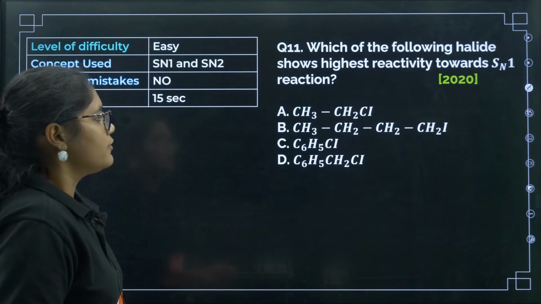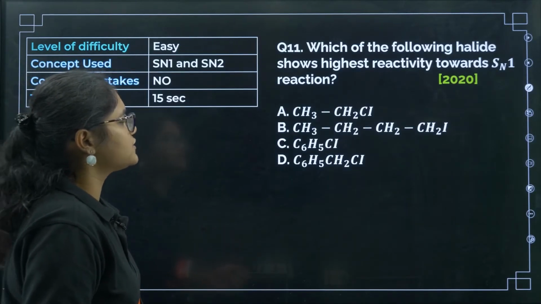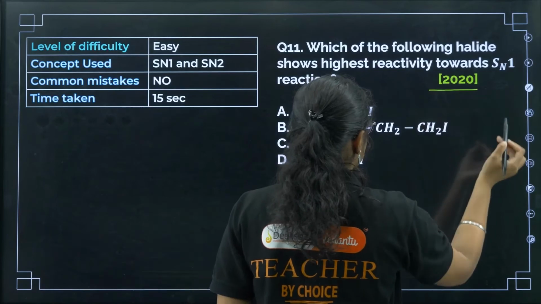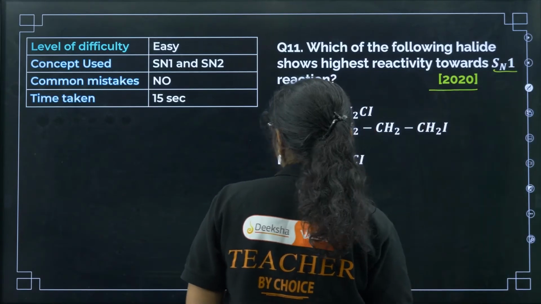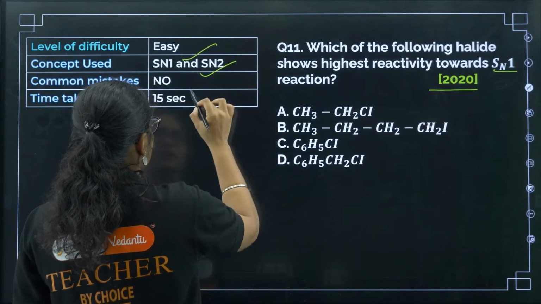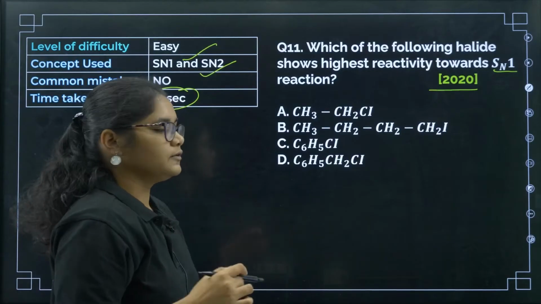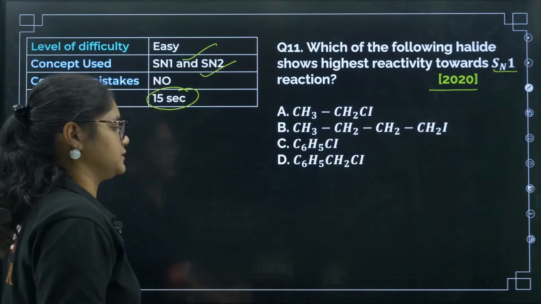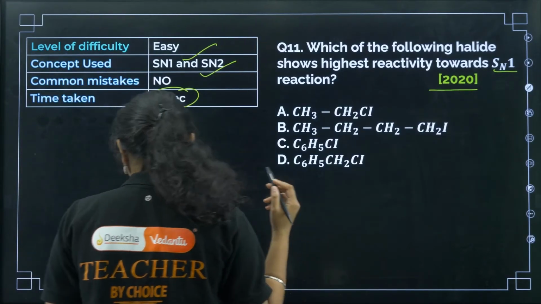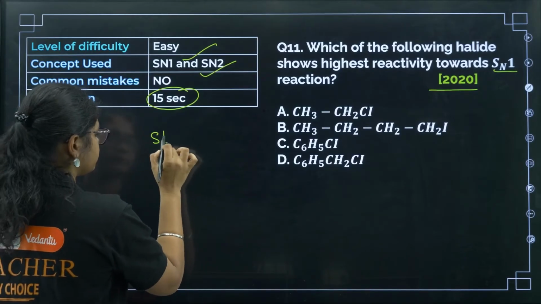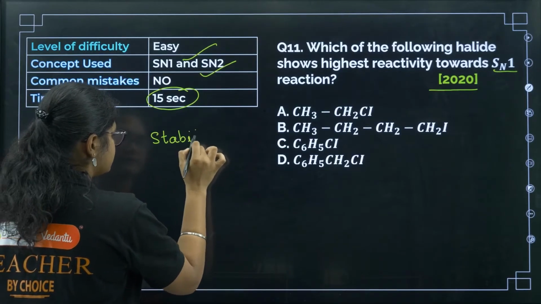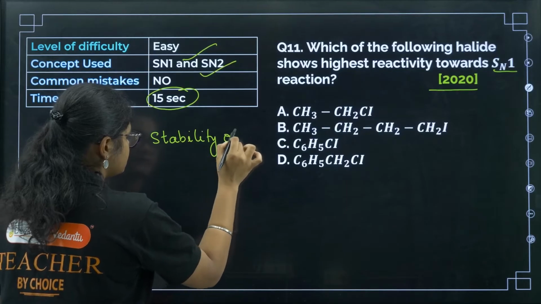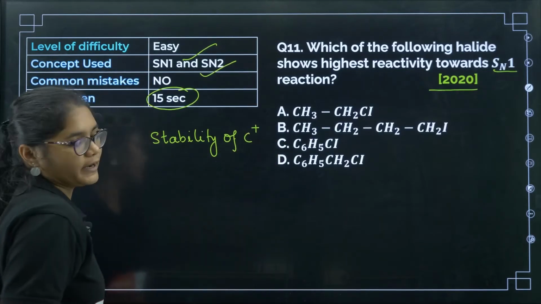Next question: which of the following halides shows highest reactivity towards SN1 mechanism? Again a 2020 question, basic and easy. If you know the order, it is not more than a 15-second question. It depends on the stability of the carbocation, right? The SN1 reaction depends on the stability of the carbocation.